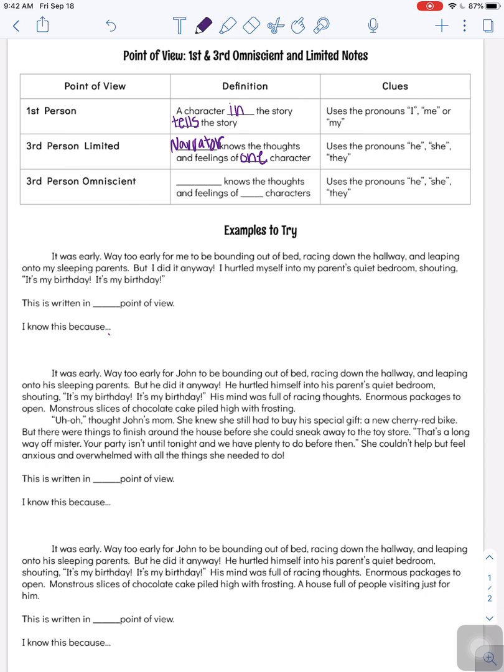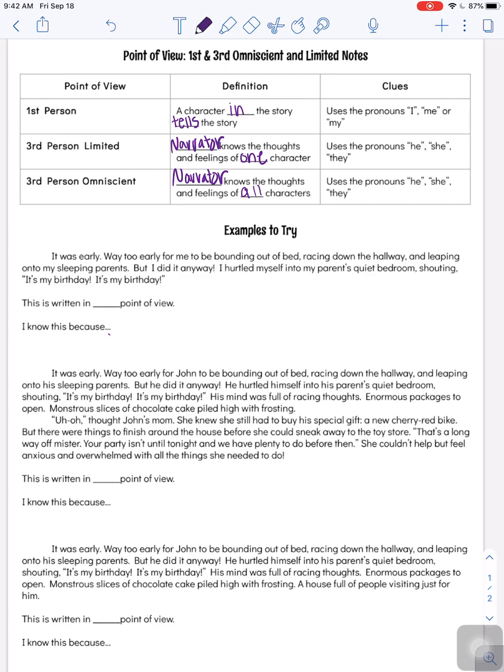Next, we have third person omniscient. So third person omniscient is similar to third person limited because it's told by a narrator that is not in the story. However, with third person omniscient, the narrator knows the thoughts and feelings of all characters. And again, because it's told by a narrator, we will see pronouns like he, she, or they.